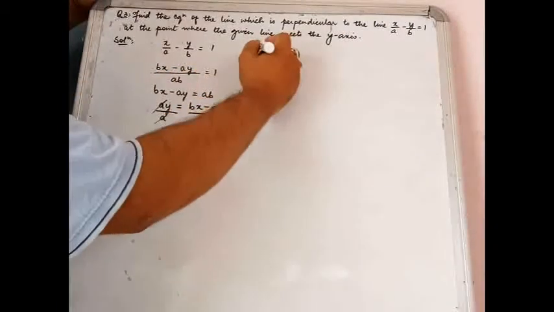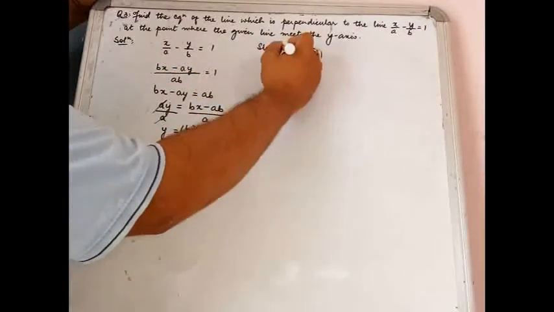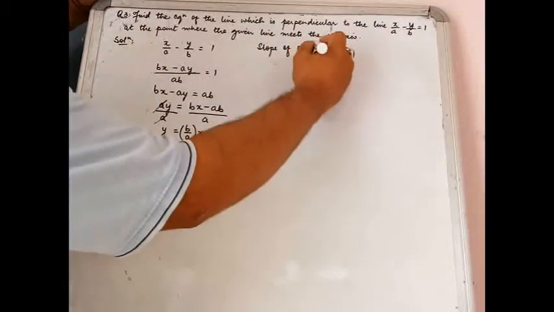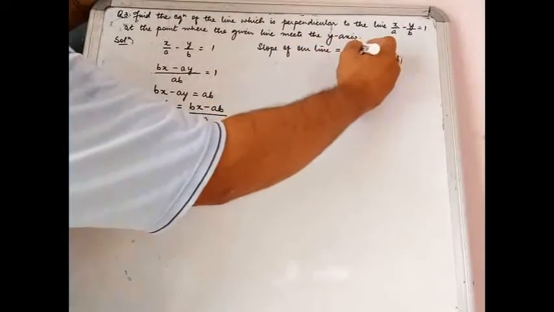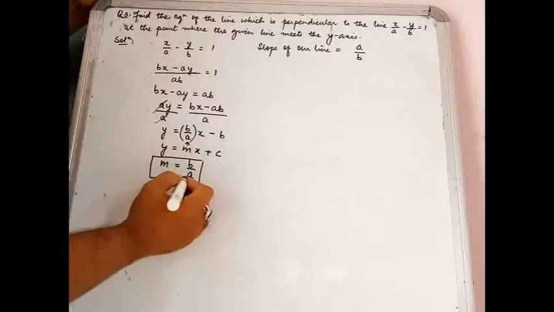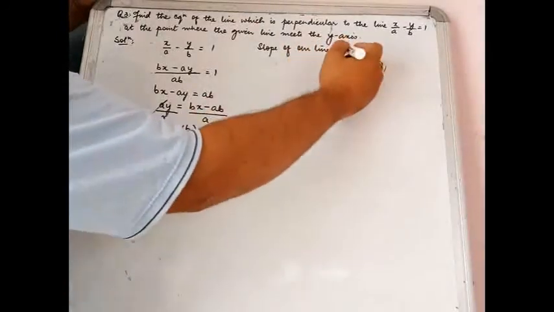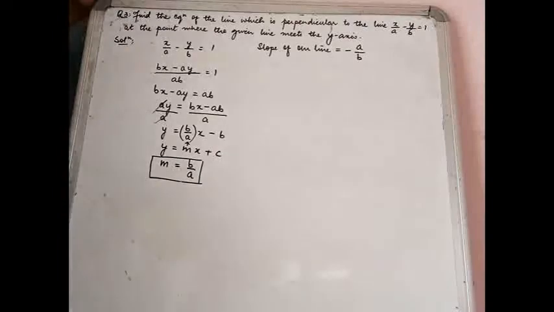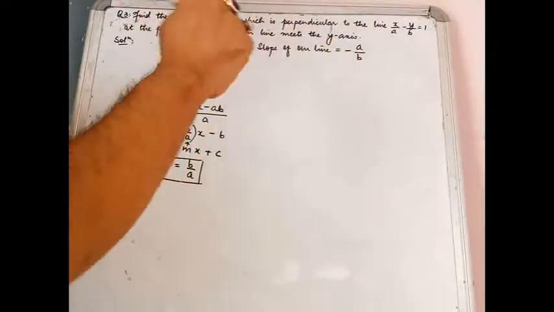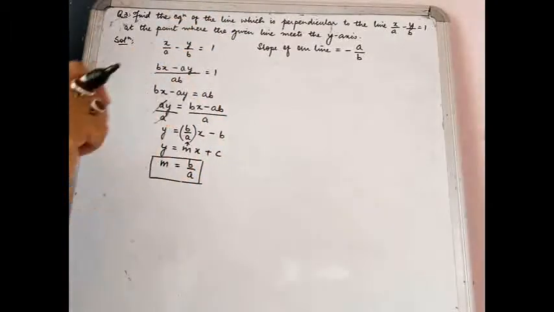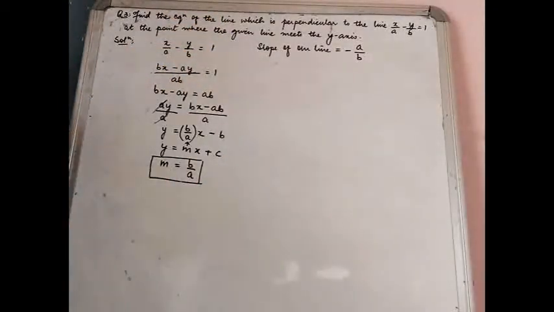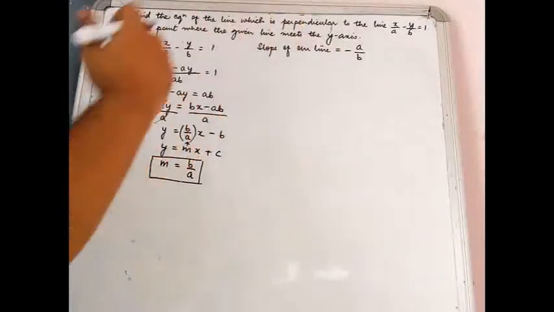That means the slope of our line will become the reciprocal of this, so it will become a upon b instead of b upon a, and here the sign was positive, so we will put a minus sign. Okay, so we have got the slope of our line. Now if we can get one point also lying on our line, we can apply the point slope form. So now read the question further.